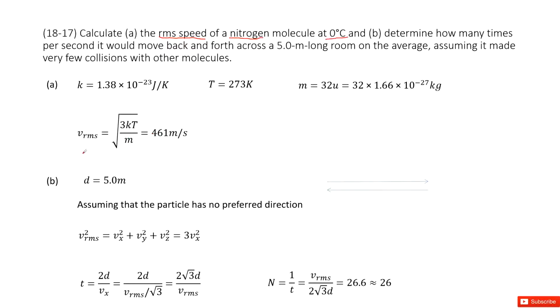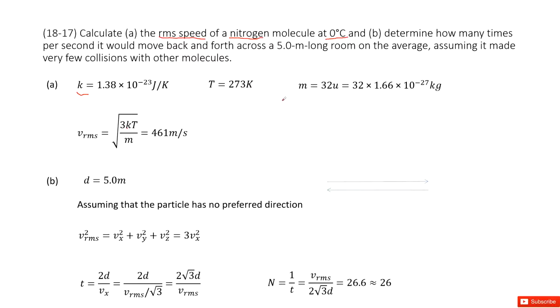So first one, we write the function to find the RMS speed: the square root of 3kT over m, right? Then we look at the inside. k is a constant. We can find it in our textbook. T is the temperature. You can see it tells us 0 centigrade. We can convert it to Kelvin, so it becomes 273 Kelvin.